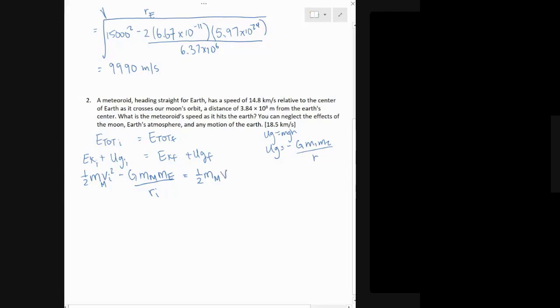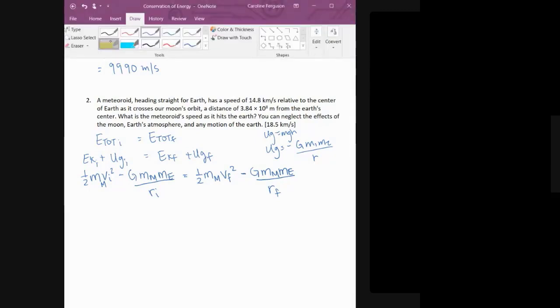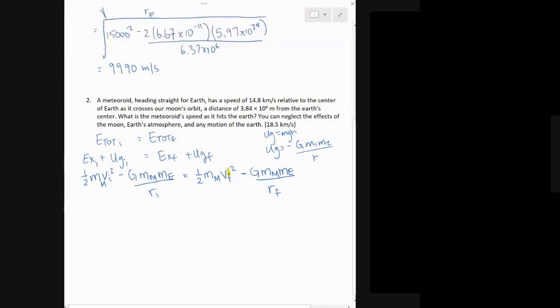moving, V final squared, minus, remember, don't forget that minus, UG has a minus sign now, G, mass of the meteoroid, mass of the Earth, over R final. And we're looking for what is the meteoroid's speed as it hits the Earth. So we're looking for the V final over here.